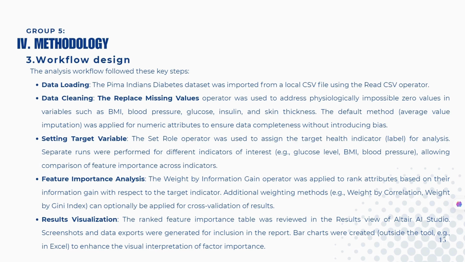And finally, we're using the Weight by Information Gain operator to rank different features based on their information gain with respect to the target indicator. We can also use additional weighting methods like Weight by Correlation or Weight by Gini Index to optionally cross-validate results. And our result visualization is also exported from the program.